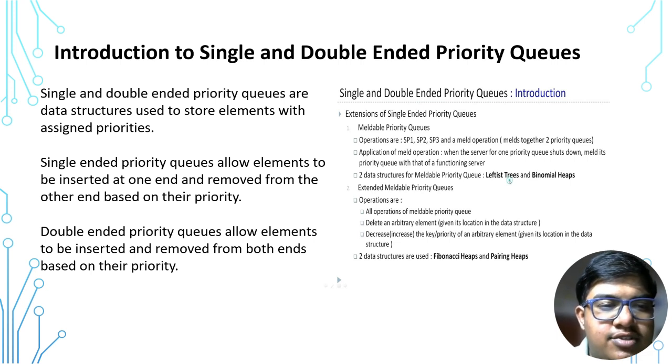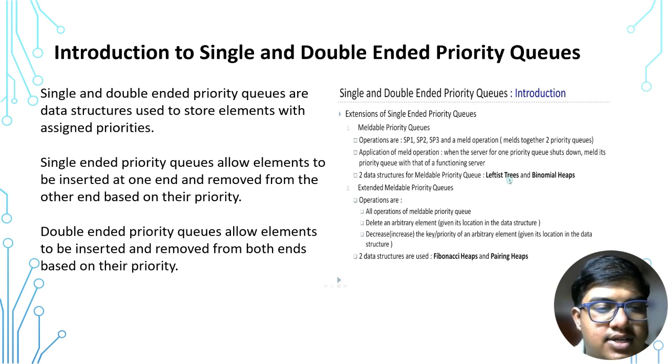Single-ended priority queues allow elements to be inserted at one end and removed from the other end based on priorities. As I mentioned, single-ended priority queues follow first in first out, so the elements enter one end and leave through the other end. The first element to come in will be the first element to go out.